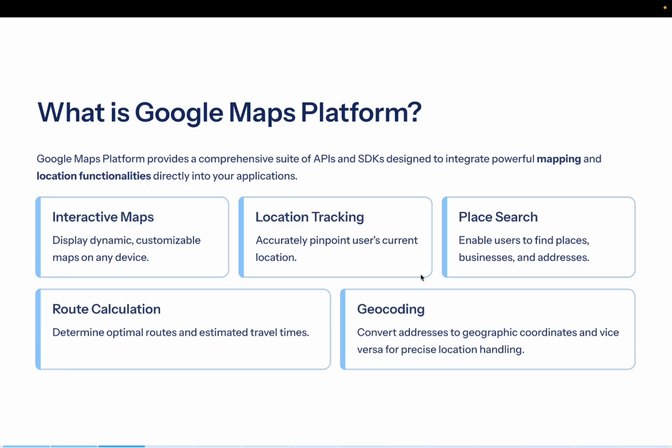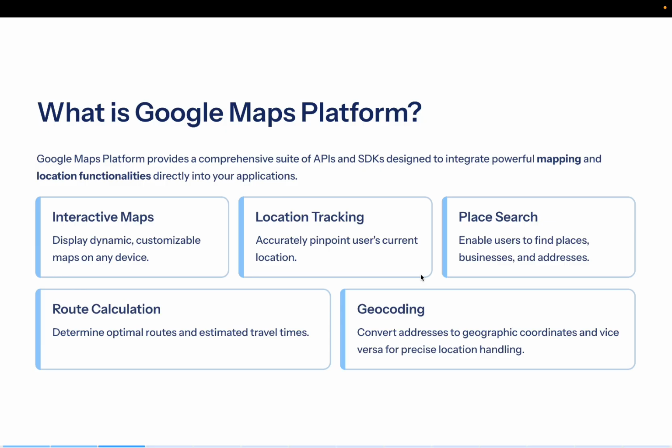Now let me move to interactive maps. These features let us display dynamic and customizable maps across devices. Users can zoom, pan, and interact with the map in real time. The other one is location tracking. With location tracking, we can pinpoint the user's current location on the map, which is essential for apps like food delivery.